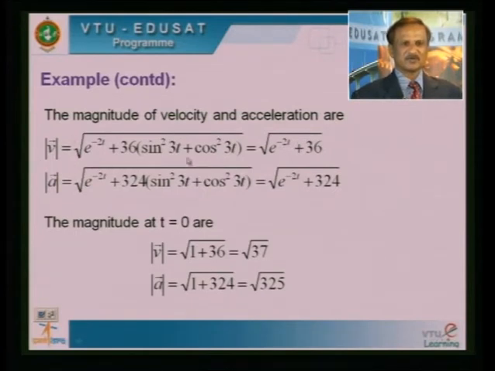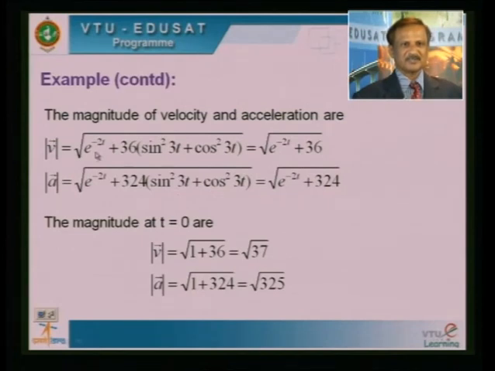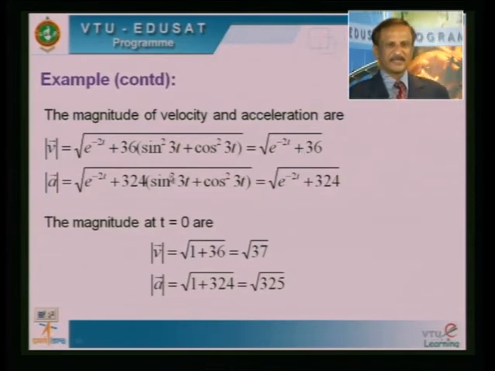So the magnitude of v is equal to the square root of coefficient of i square, coefficient of j square, coefficient of k square. The coefficient of i is minus e to the power minus t, whole square. The coefficient of j is minus 6 sin 3t, and k is 6 cos 3t, whole square. In these two terms, 36 is common, you can take it out and you'll get sin square 3t plus cos square 3t. You know that sin square theta plus cos square theta is equal to 1. So we will get the square root of e to the power minus 2t plus 36 into 1, which is 36. And similarly, the magnitude of acceleration.